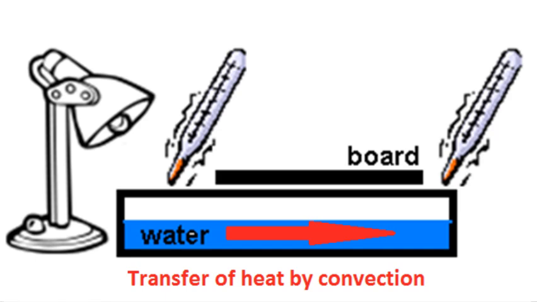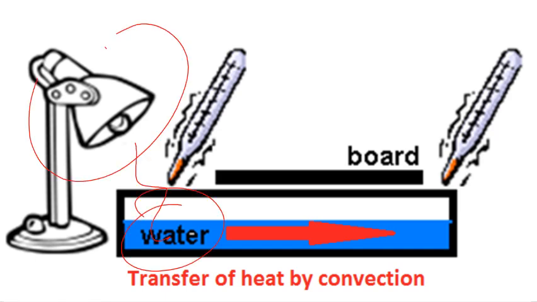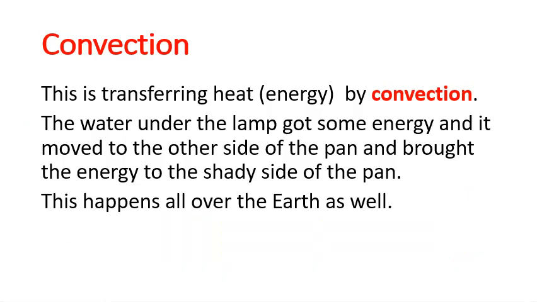This represents heat transfer by convection. Over here we got a lot of energy and it makes this water here hot, and then the water moves this way and it mixes with the colder water on the other side, making it warmer, making the temperature go up even though it didn't receive any energy. And this is the same process that happens on our planet.